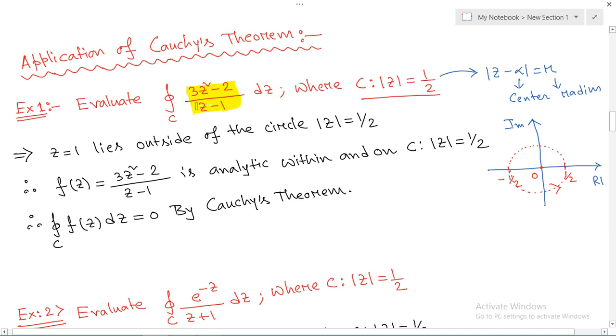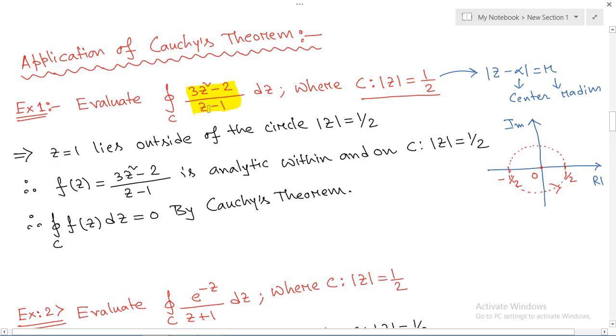This function is undefined at z equal to 1. So if the function is undefined at z equal to 1, that means it will fail to satisfy the condition of analyticity. So the function is not analytic at the point z equal to 1 only. If you put any other point, then the function is just like a fractional rational function, so it will be analytic everywhere except the point z equal to 1.